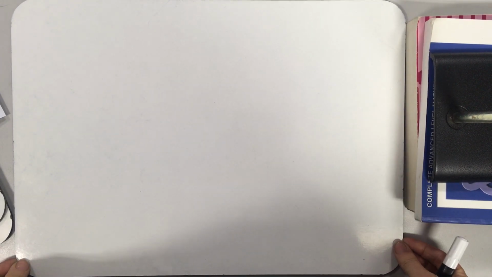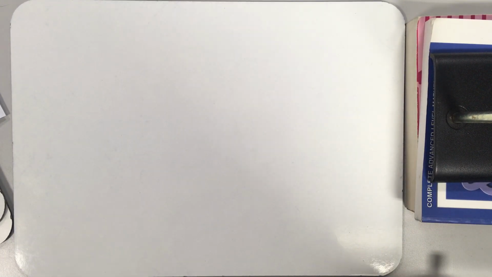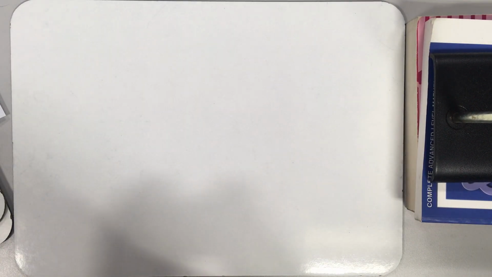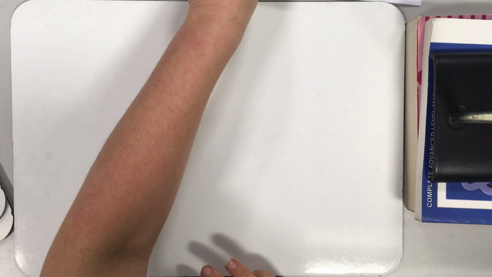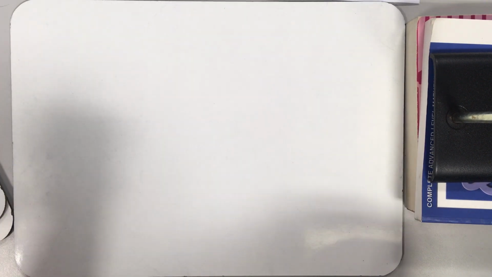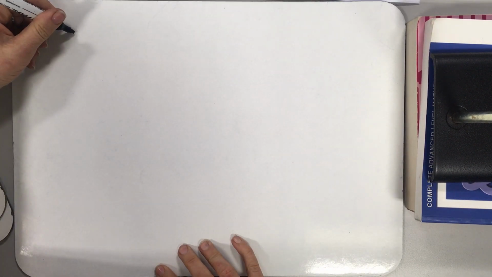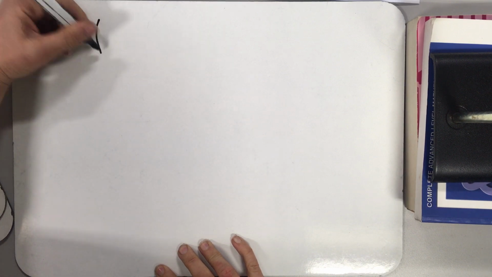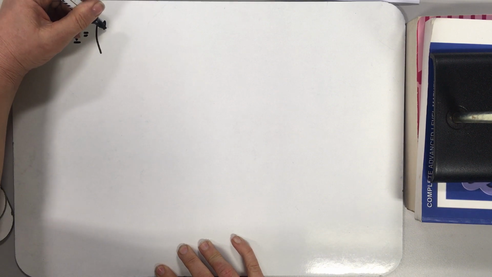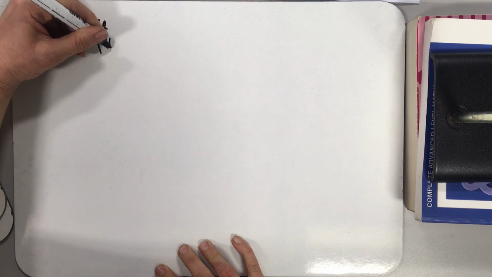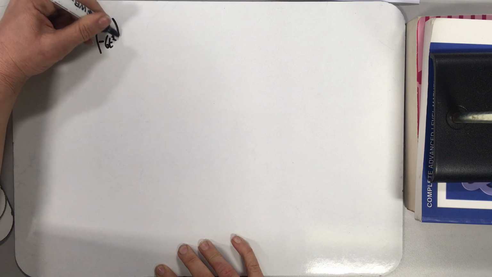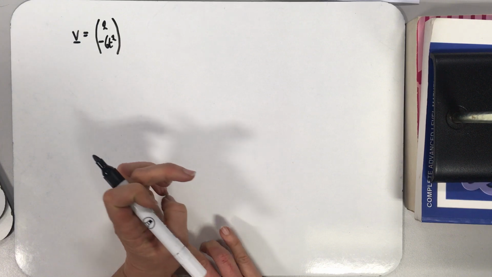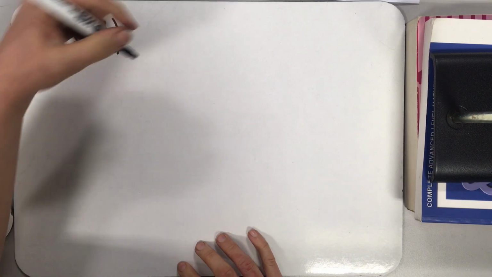Okay, this is example 2 on the non-constant acceleration worksheet. For this one, we have the velocity of a particle given by v. And I'm going to work in column vectors this time, which you may prefer. So (2, minus 6t squared) meters per second, t is greater than or equal to 0. t is the time.